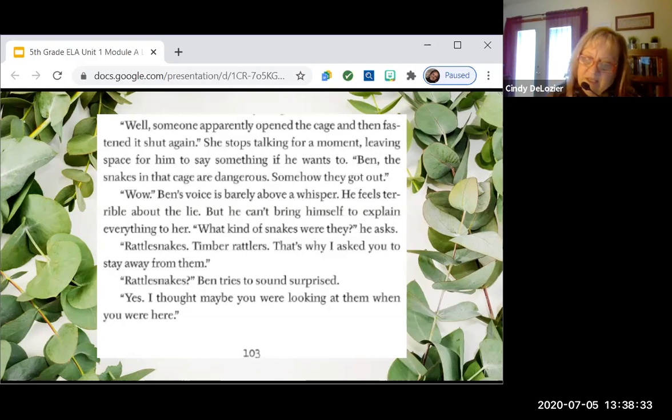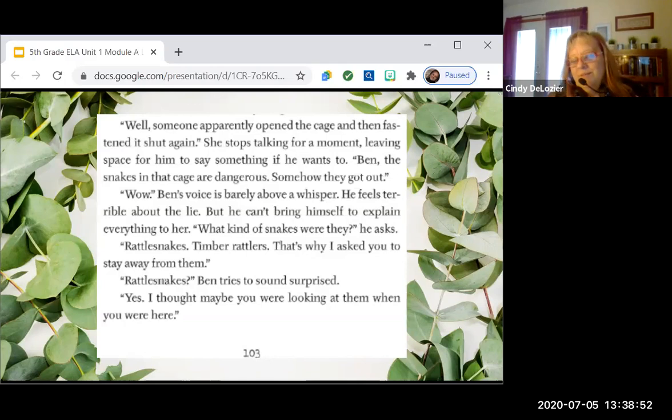"What kind of snakes were they?" he asks. "Rattlesnakes, timber rattlers. That's why I asked you to stay away from them." "Rattlesnakes?" Ben tries to sound surprised. "Yes, I thought maybe you were looking at them when you were here."